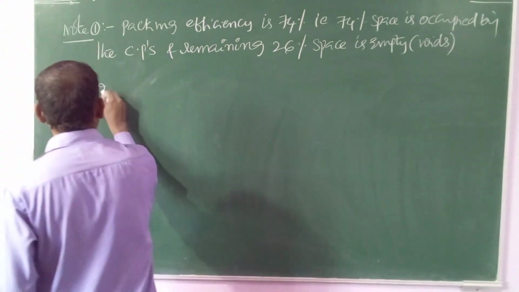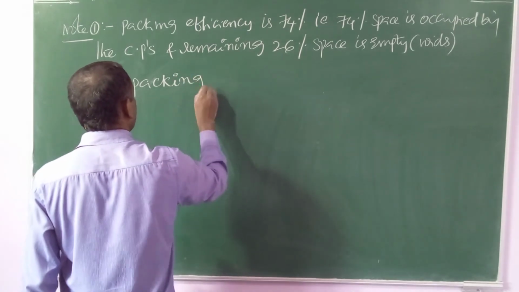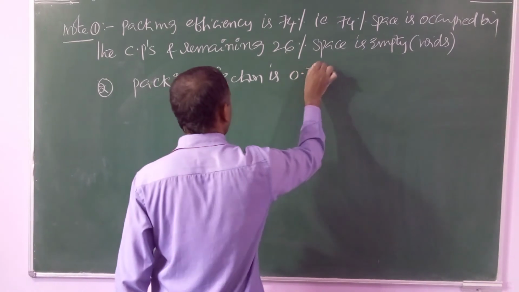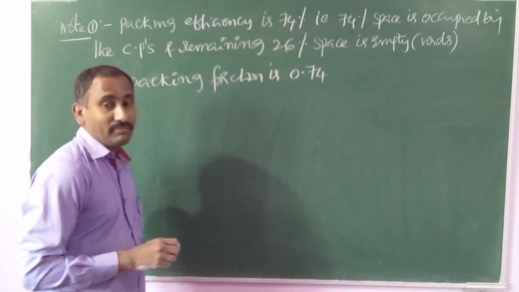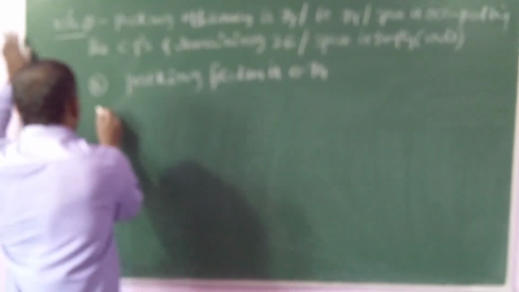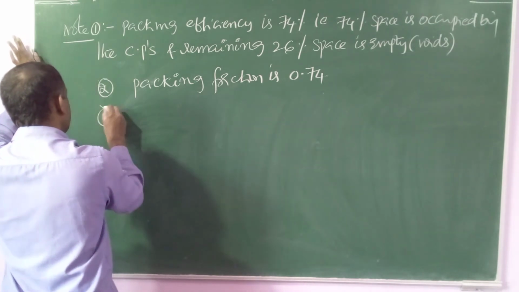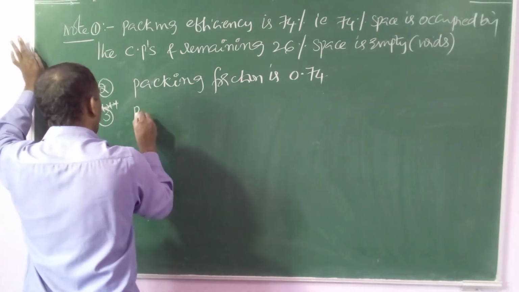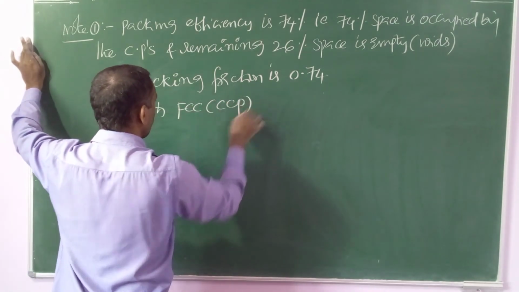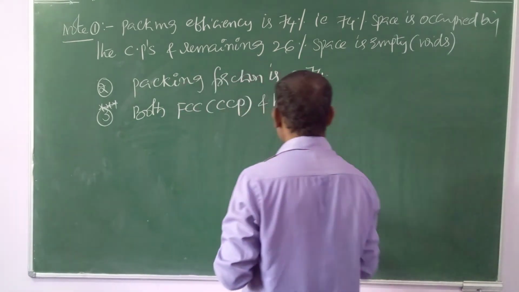Next, note 2. In FCC, packing fraction. Packing fraction is nothing but what? Packing fraction value is 0.74. Packing efficiency means into 100. And one more note, this is important. FCC's another name is CCP. Both FCC and HCP.